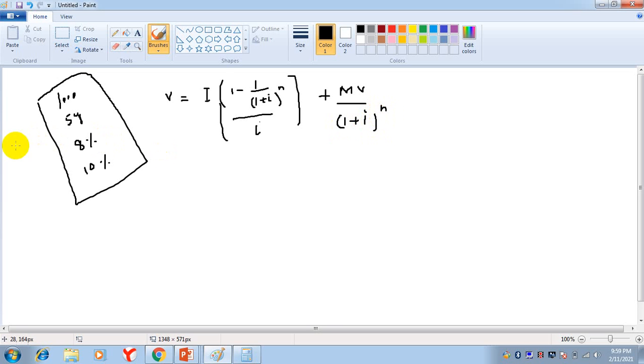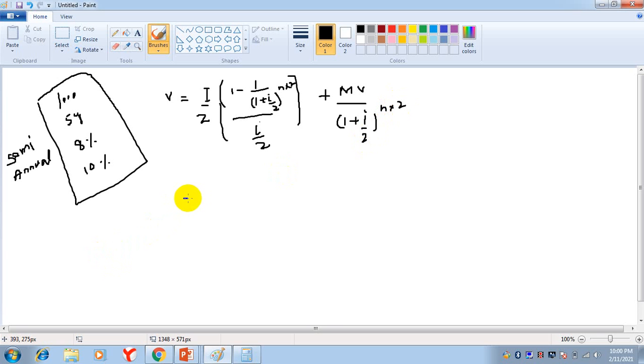But since now compounding is semi-annual, I will be divided by 2. This interest coupon will be divided by 2. N will be multiplied by 2. I will be divided by 2. And this I will be divided by 2. And N will be multiplied by 2.